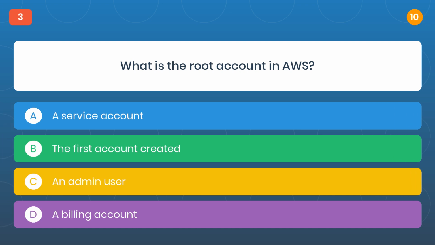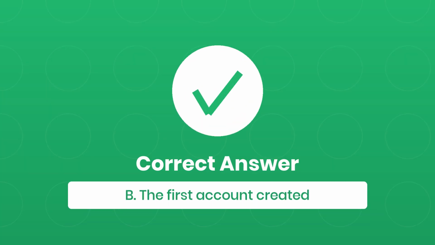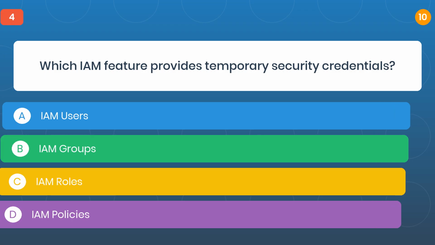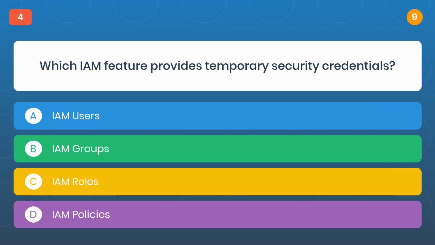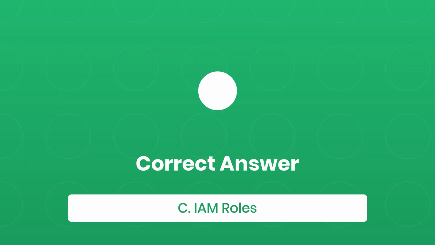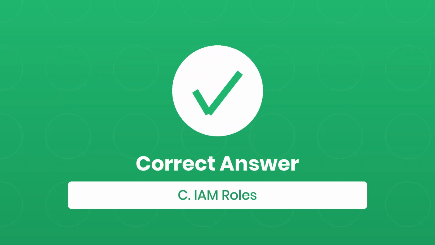Question 3. What is the root account in AWS? The correct answer is B, the first account created. Question 4. Which IAM feature provides temporary security credentials? The correct answer is C, IAM roles.